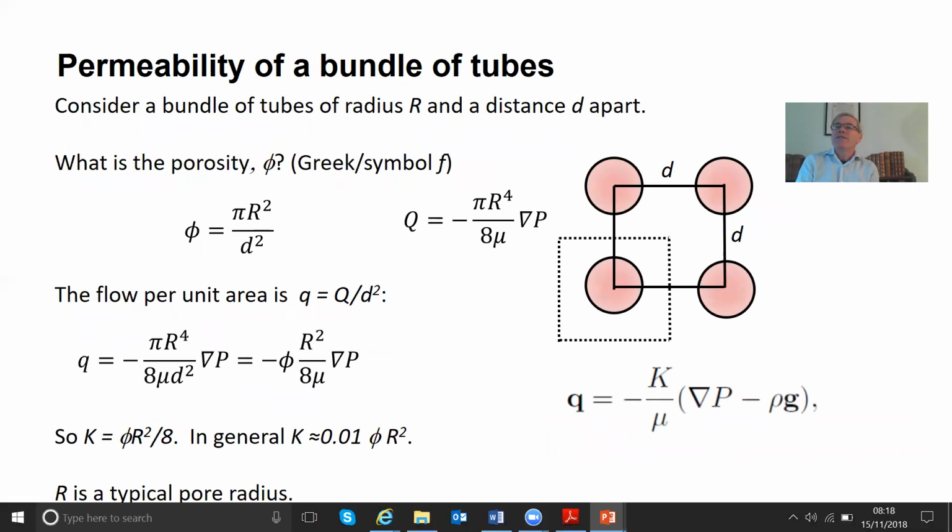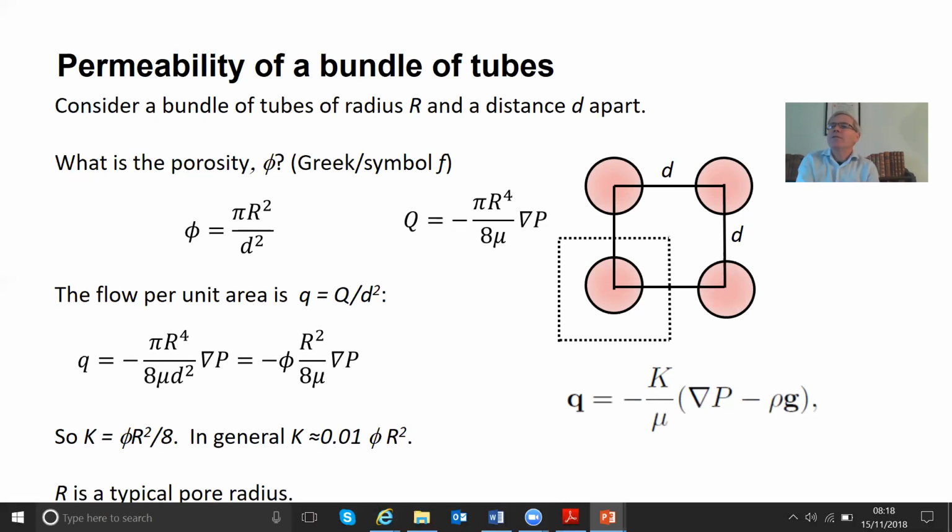Now, let's consider how this relates to permeability. So the first thing is just to consider a bundle of tubes. I've shown 4 of them, but we can imagine we've got lots and lots of them in an array. So we have a bundle of tubes. They're all aligned in the flow direction, and they're some distance d apart. And each tube, remember, has a radius r.